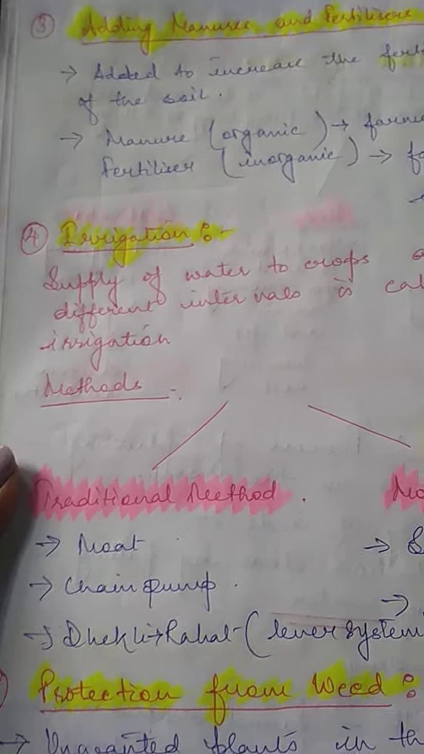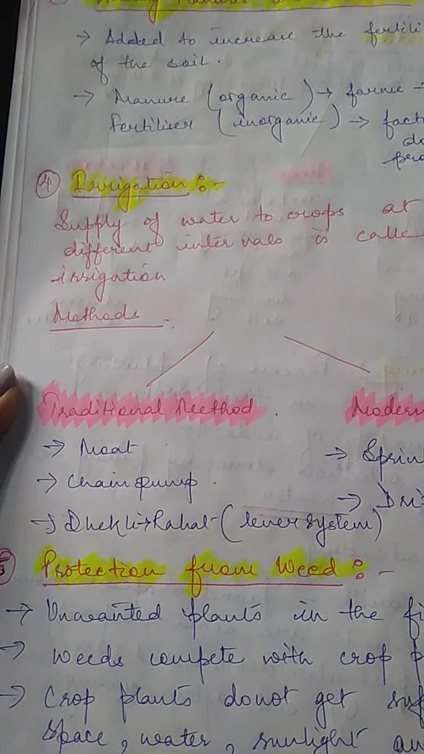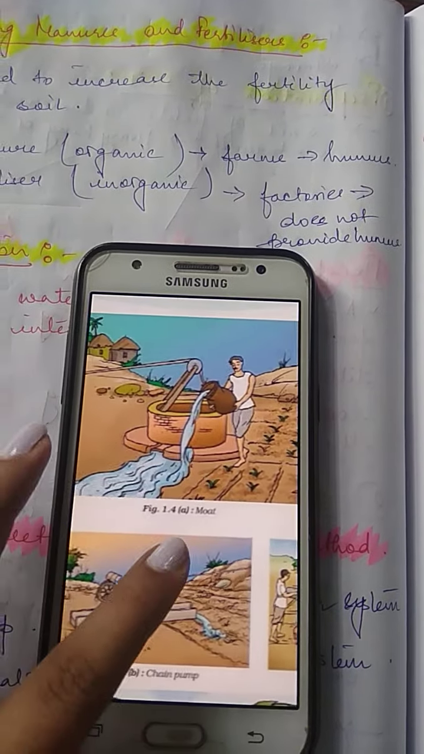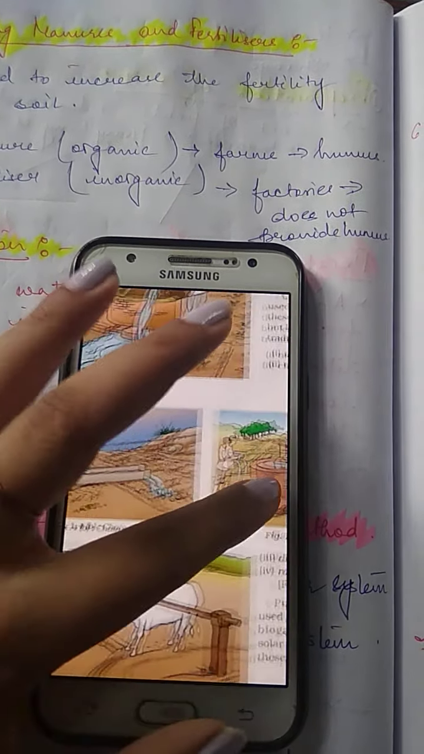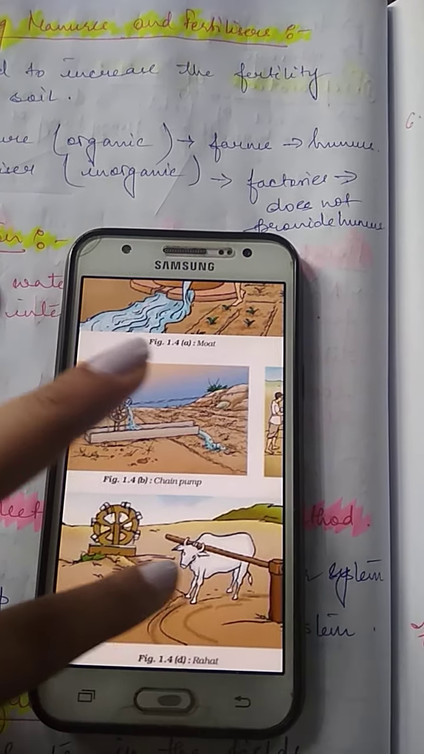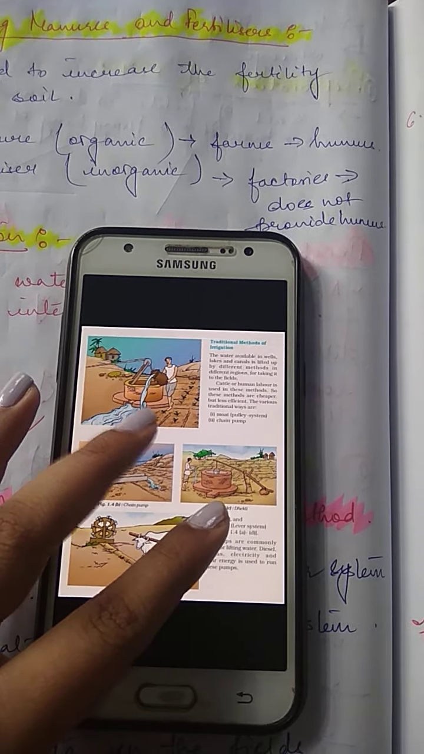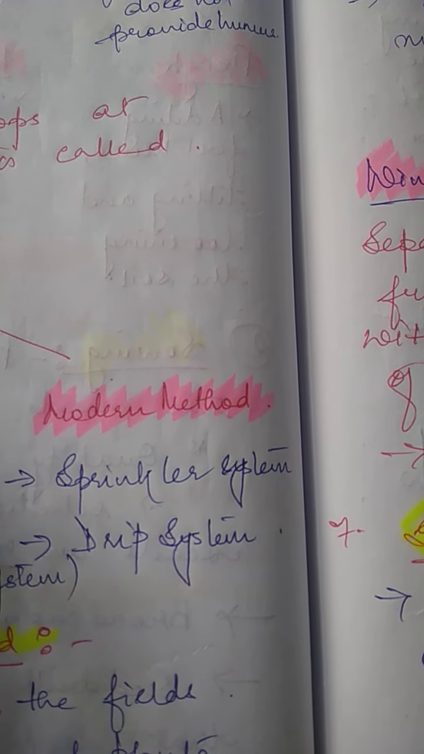Next is irrigation, which is the supply of water to the crops at different intervals. The traditional methods are moat, chain pump, dhekli, and rahat, and the modern methods are sprinkler system and drip irrigation. Your old traditional methods: this is the moat method, this is the chain pump, this is dhekli, and this is rahat, which has a lever system being used. So these are the 4 traditional ways, but nowadays we are not using these much. We now use the modern methods, which are sprinkler and drip systems.